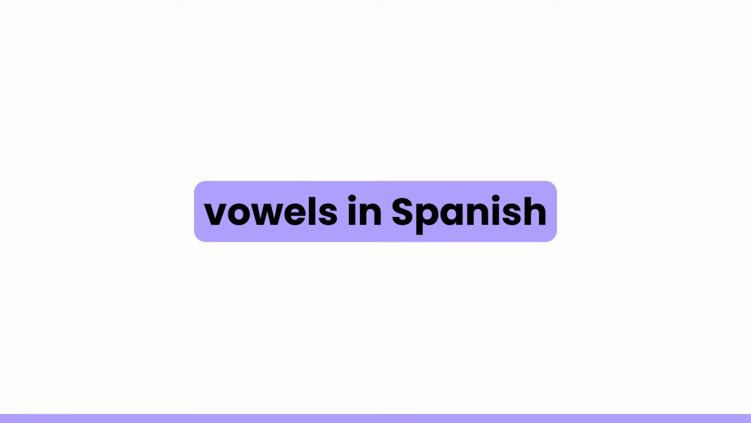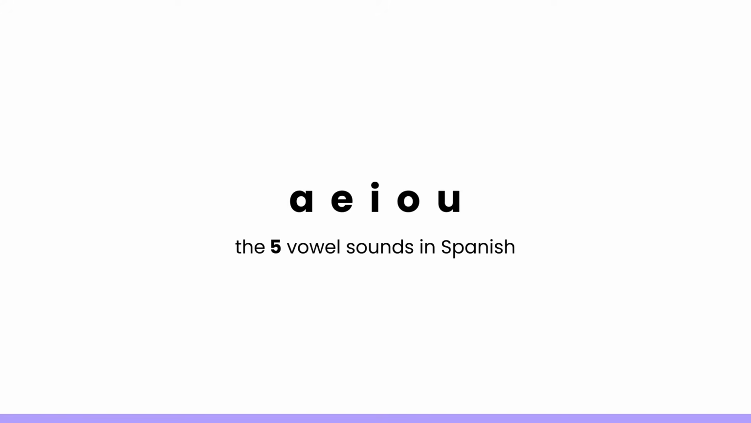In today's lesson we are going to go over the vowels in Spanish. Now, in the previous purple lesson we went over the alphabet and we already went over these vowels. However, there is something about these vowels that in today's lesson I want to pay a bit more attention to. In the Spanish language we have 5 vowel sounds, which are A, E, I, O, and U.